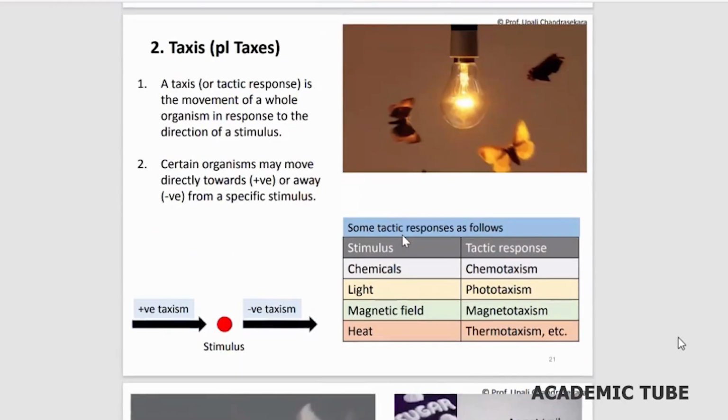And the next type of basic behavioral pattern is what you call taxis. You all have seen this in the night. Unfortunately, these days it is very hard to find electricity, right? But this you always see, right? In the night, when a bulb is lit, insects are attracted to that. But on the other hand, cockroaches will run away.